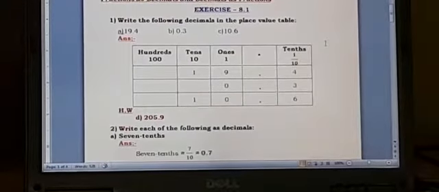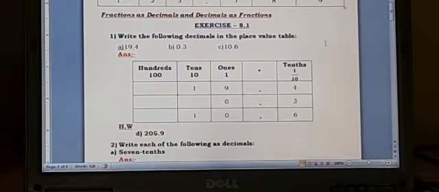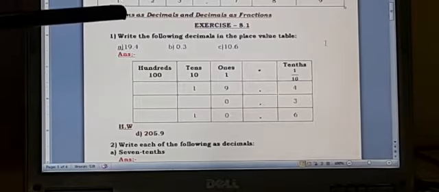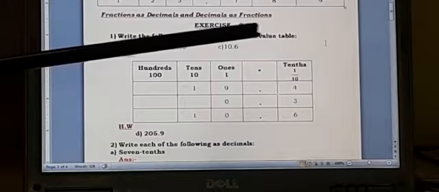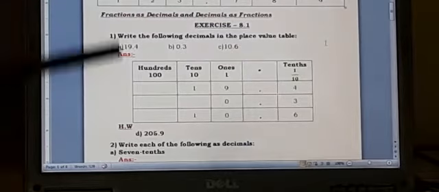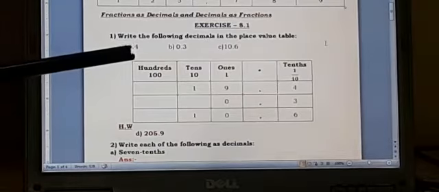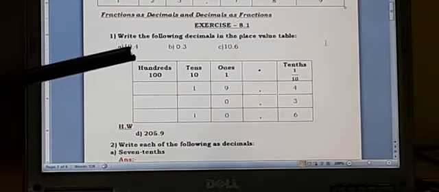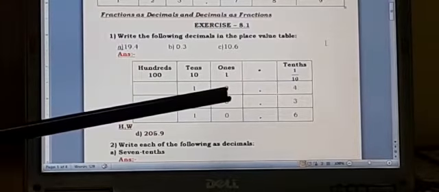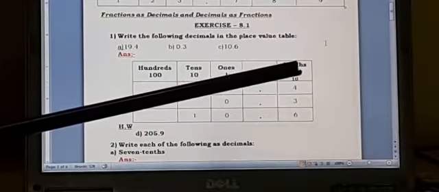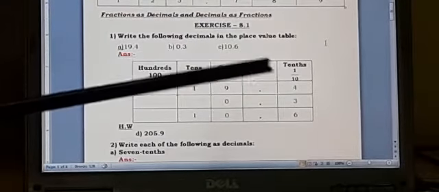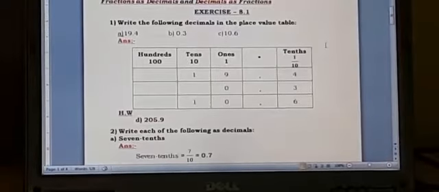Now, let us learn fractions as decimals and decimals as fractions. Let us learn the topic through the exercise. See the first question. Write the following decimals in the place value table. Already I have told you. Here the first question is 19.4. In 19, 9 should be written in the ones place, 1 should be written in the tens place. The digit after the decimal point should come in the tenth place. Like that you have to write the remaining decimal numbers also.